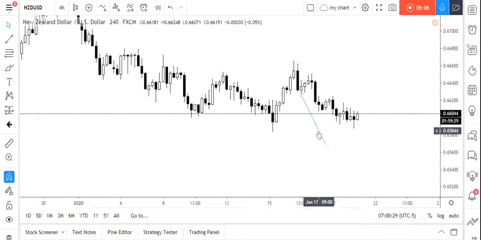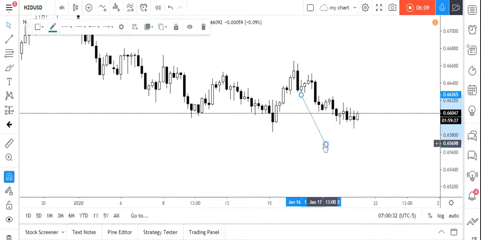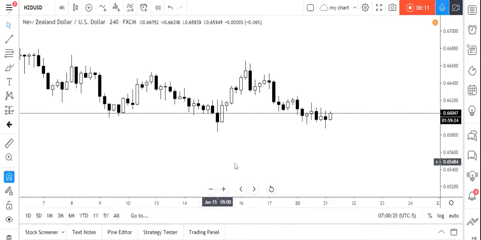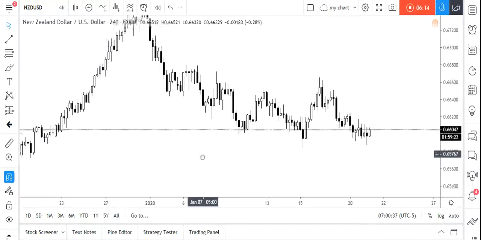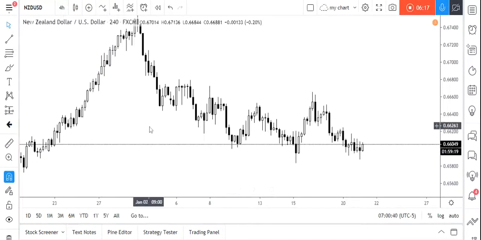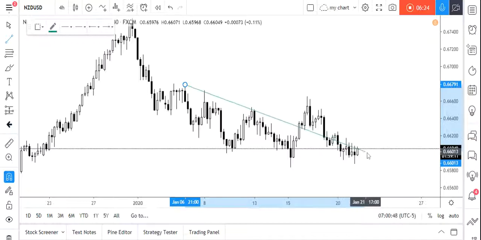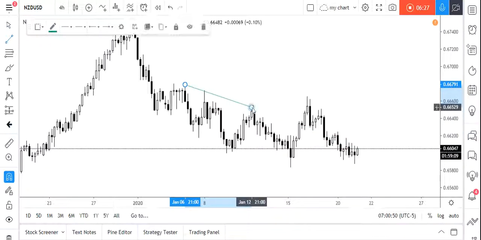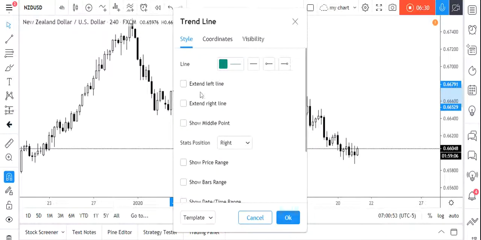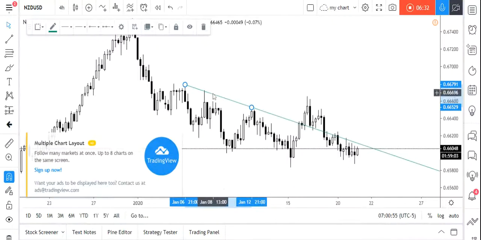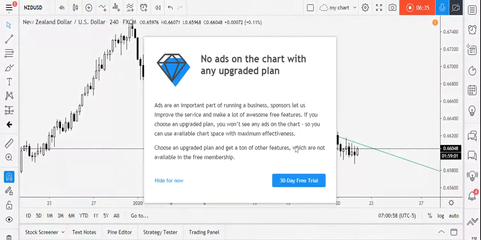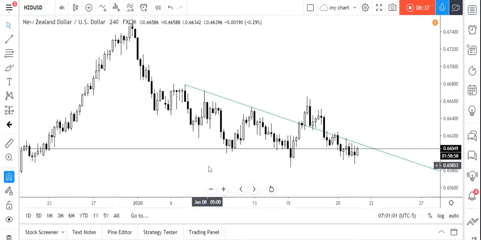Not this trend line, sorry. We had a breakout above a downtrend line. Yes, this was the downtrend line. So I had just connected these points, and then I'll extend this to the right side. All right, so basically this was the trend line, and the ideology of buy in New Zealand dollar was breaking out above this downtrend line.